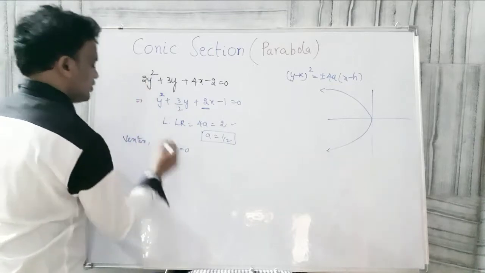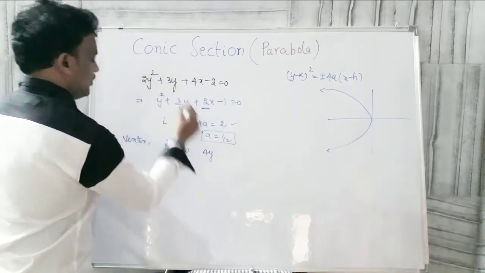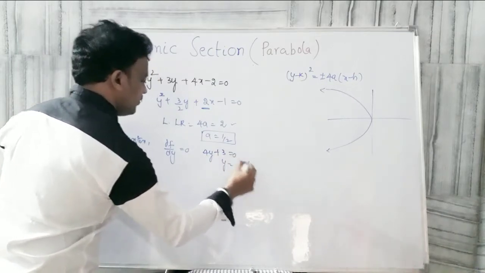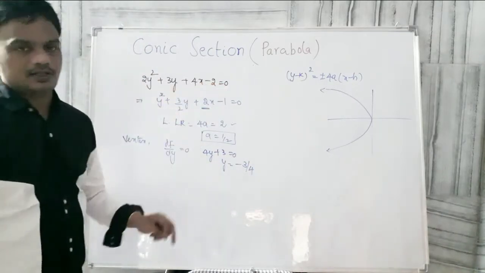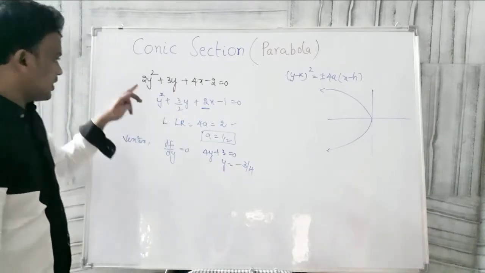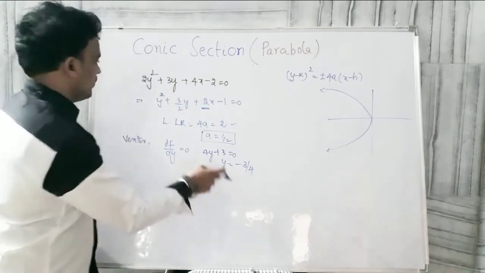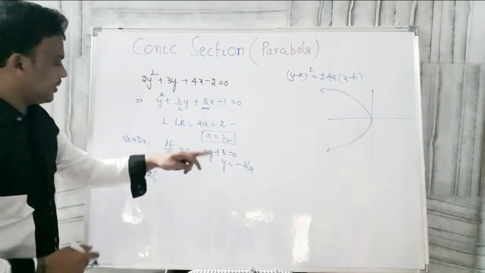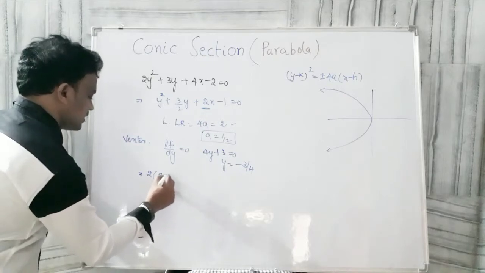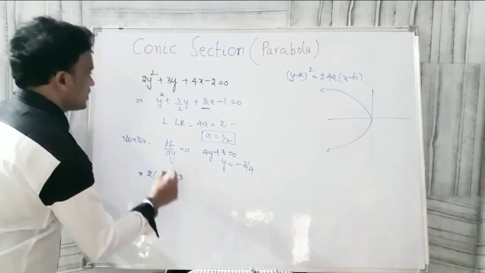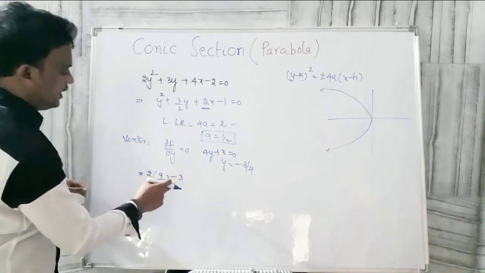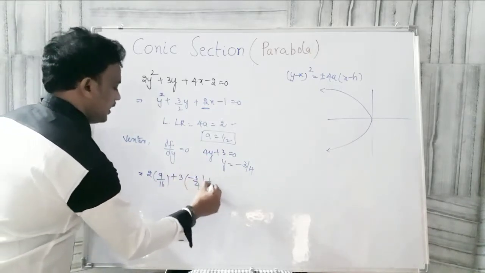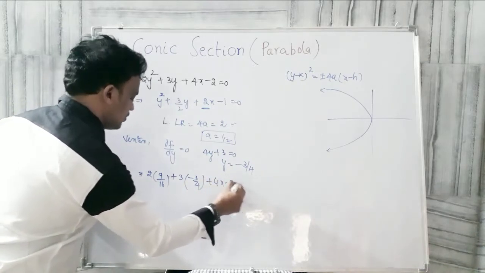So for this one, 4y plus 3 equals 0, so y equals minus 3 by 4, and the remaining terms are constant. After getting the y value, minus 3 by 4, you can substitute it in this equation. So y is minus 3 by 4, so it becomes 2 into y squared, which is 9 by 16, plus 3 times y, so plus 3 into y value minus 3 by 4, and plus 4x minus 2 is 0.